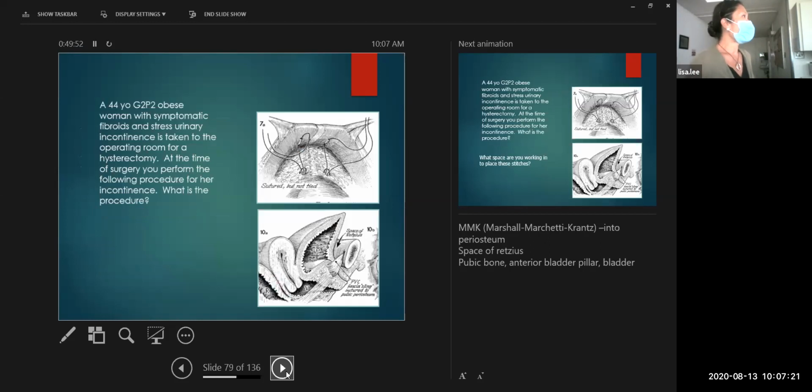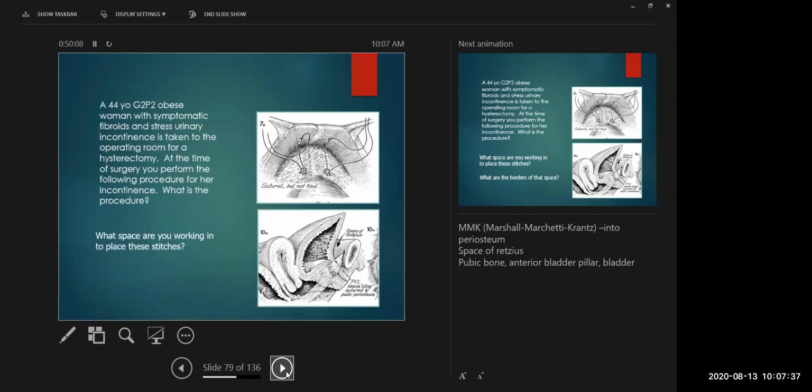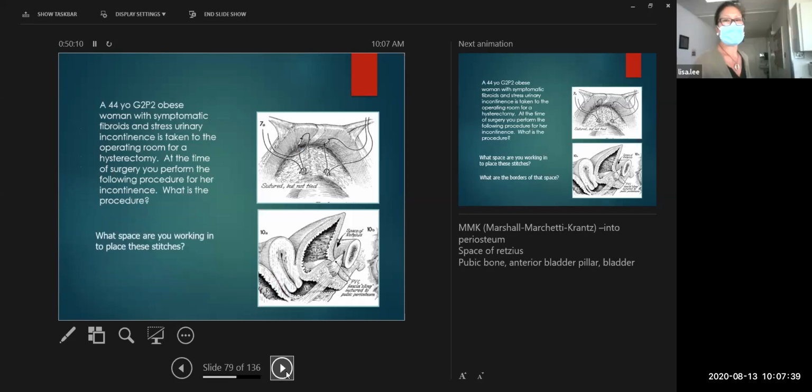All right, and then this one. Anybody know what this procedure is? It's kind of like a Burch, but it's not going through Cooper's ligament, right? It's going right into the bone. It's a suspension still. No one does it anymore, unfortunately. It's historical. It's an MMK, Marchetti-Krantz. We don't sew into the bone anymore. Anyway, you're in the space of Retzius. Okay, there.